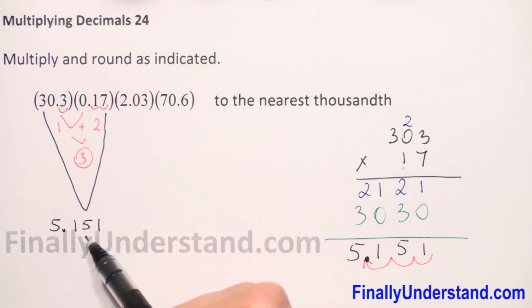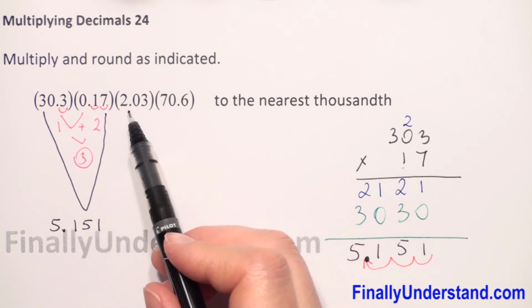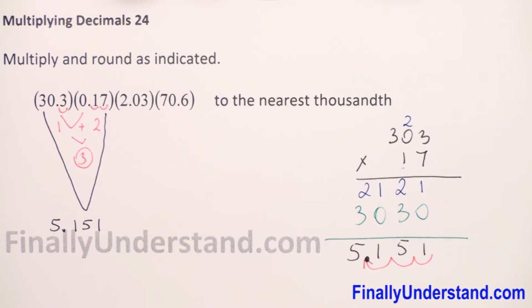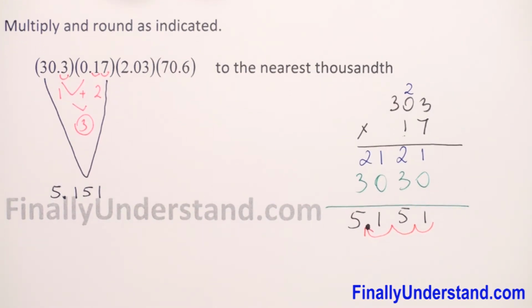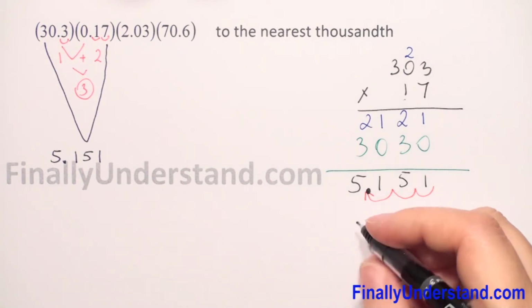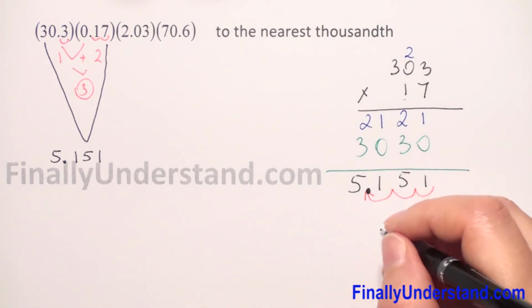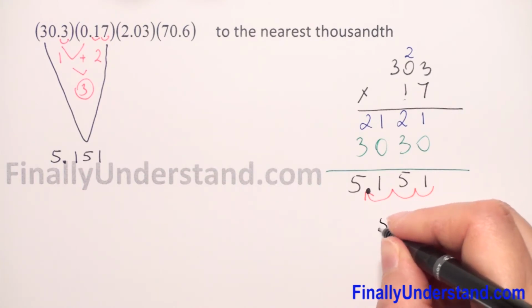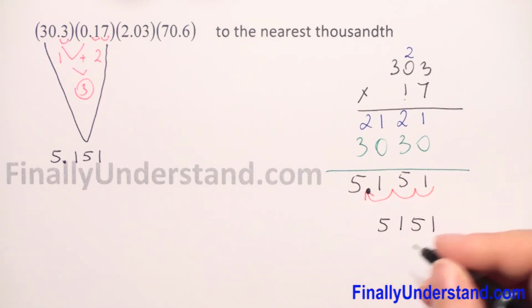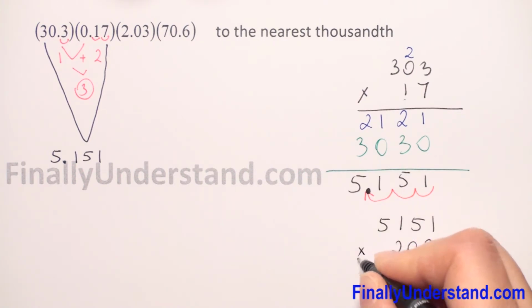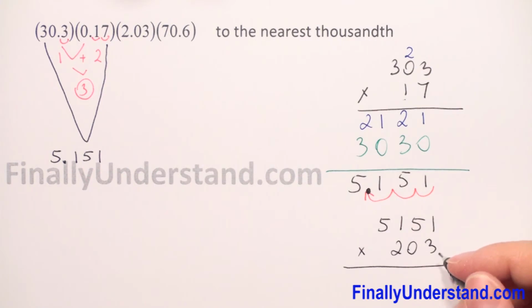Next we have to multiply this product by the factor 2.03. Again, decimal numbers, so we forget about decimal points. On the top I always write the number which has more digits. So we have 5151, and in the second row will be 203. Multiplication of whole numbers. We start from the last digits and multiply by every digit on the top.